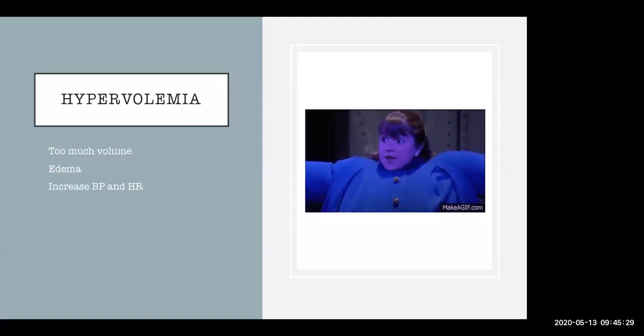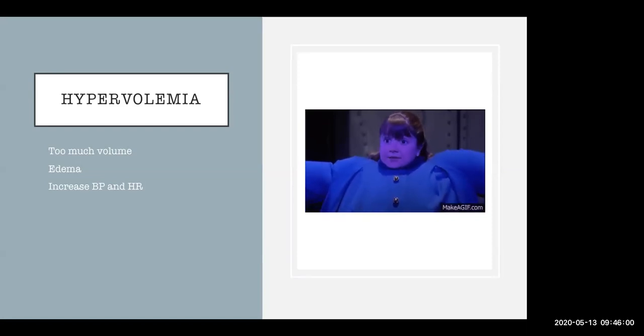So CHF patients are high risk for hypervolemia, but really anybody that's getting a large amount of volume can be at risk for hypervolemia. We see the respiratory signs that we talked about with TACO, where you have shortness of breath, tachypnea, hypoxia, crackles in the lungs. We also see an increase in blood pressure and heart rate because our body's trying to manage that excessive volume.